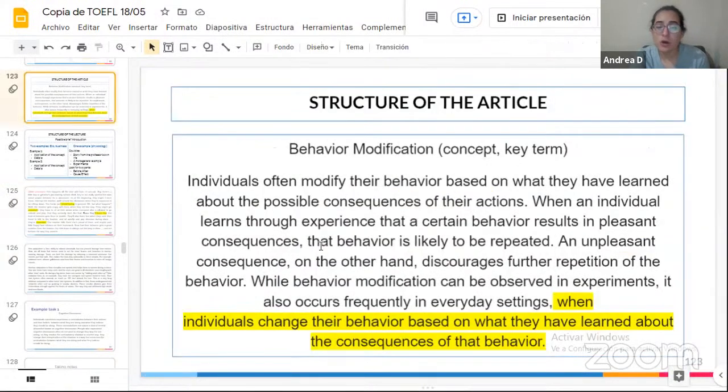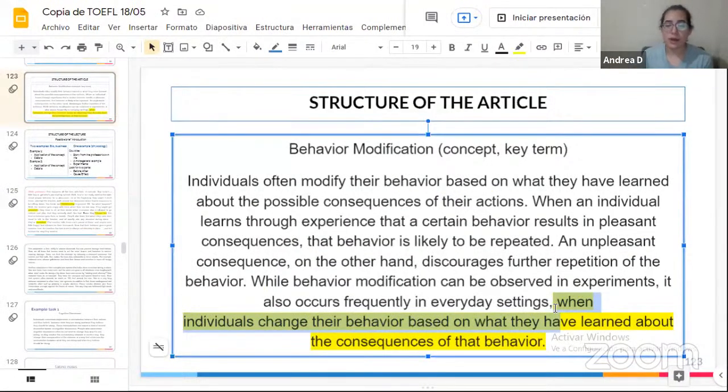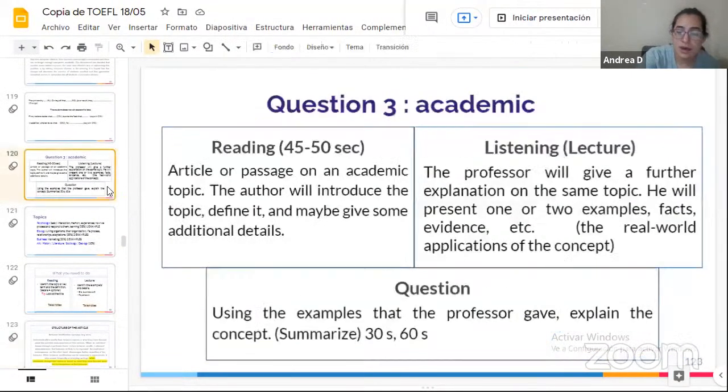Also, in your response, try to always connect the reading with the listening. Some people say that this is the hardest question for the speaking section, because it's the only one where you're explicitly being asked to connect the ideas. The question, remember, was: using the examples from the lecture, explain behavior modification. So the question is not telling you to first explain the definition and then summarize the example. No, it's saying, using the examples from the lecture, explain the concept.